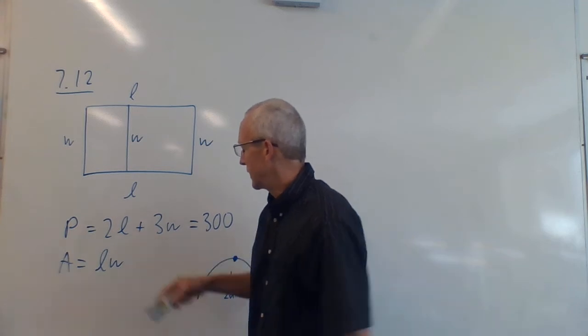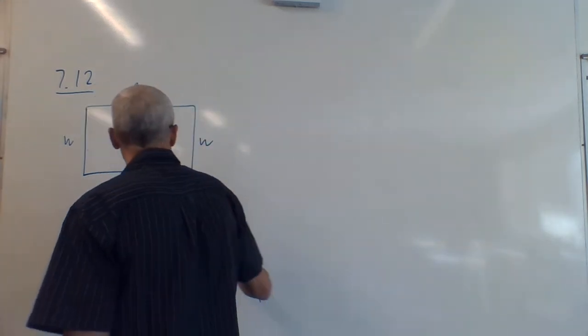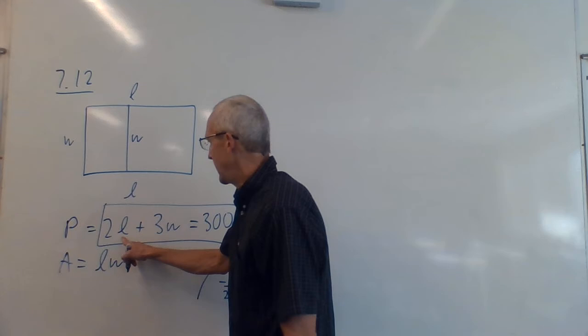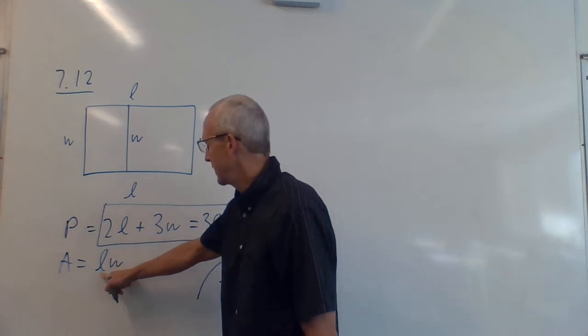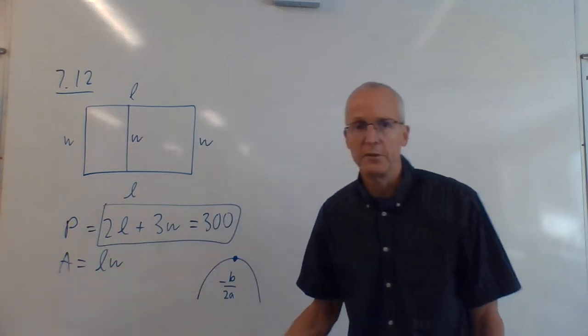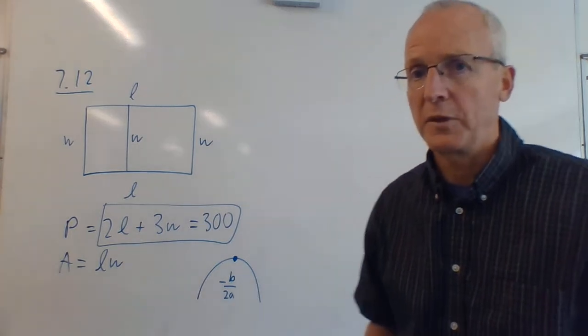Again, you solve for L in this formula. Get L by itself, plug it into the area, and you're going to get a W squared term and a W term, and then you can use negative B over 2A.